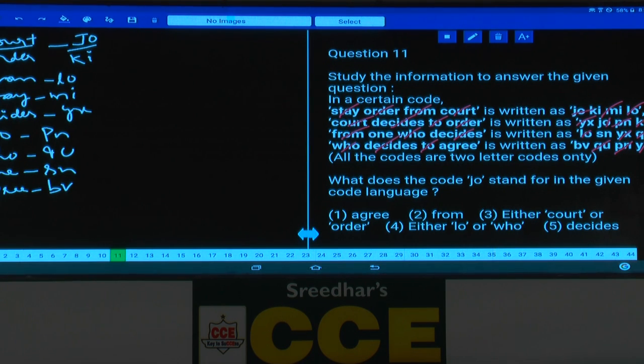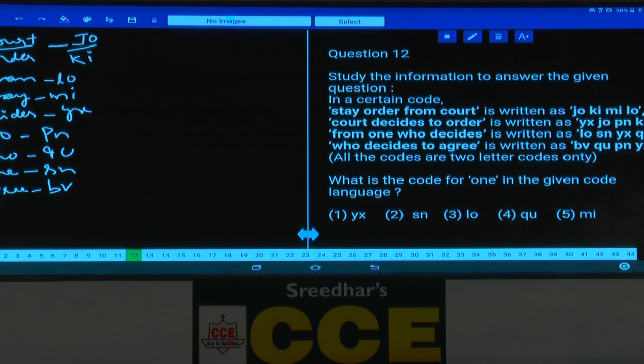Done with this? Now question number 11, what does the code JO stand for? JO stands for either quote or order in any order, that is choice 3. Question number 11, choice 3. Then 12th one, what is the code for the word 1 in the given code language? 1 is SN, that is choice 2. Then question number 13, what is the code for agree in the code language? The code to the word agree is BV, that is choice 1.